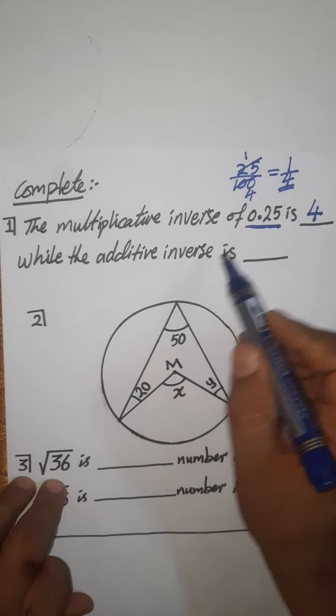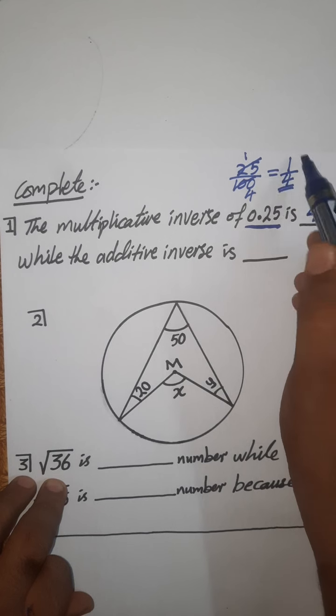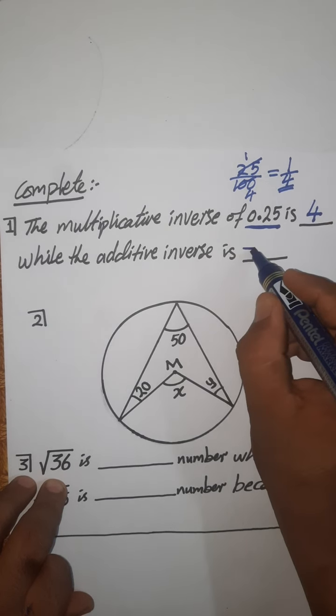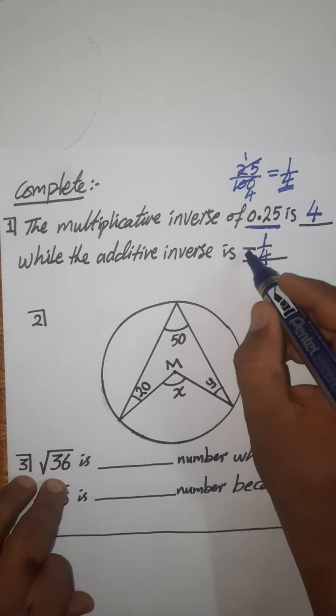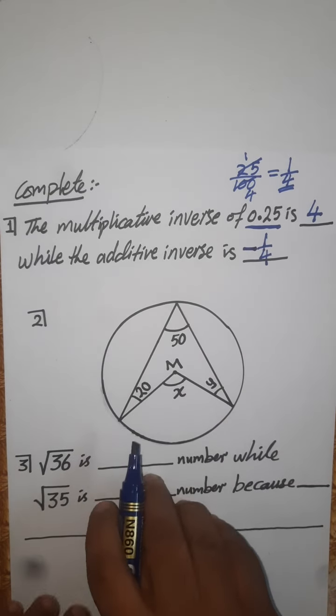But the additive inverse for the same number, which is positive 1 over 4, the additive inverse is negative 1 over 4. We just change the sign from positive into negative.